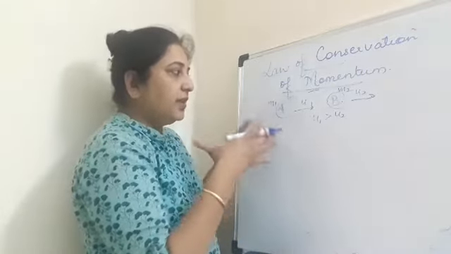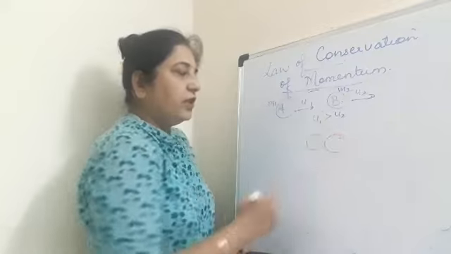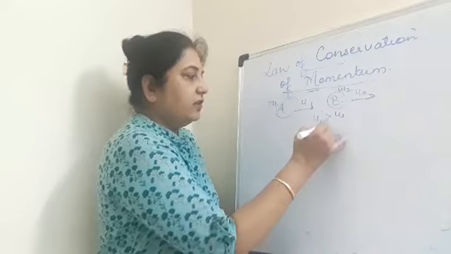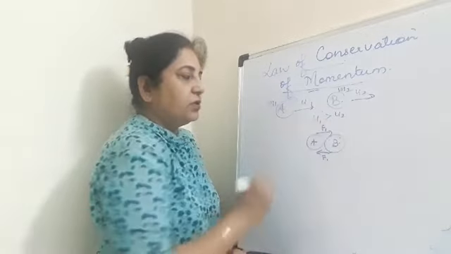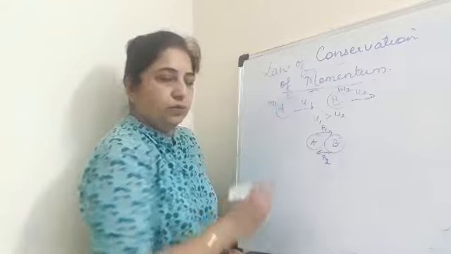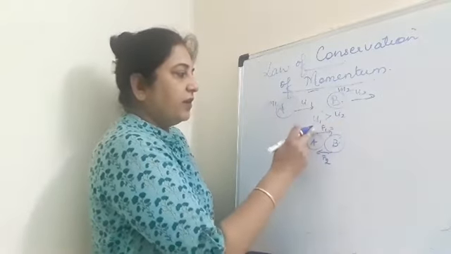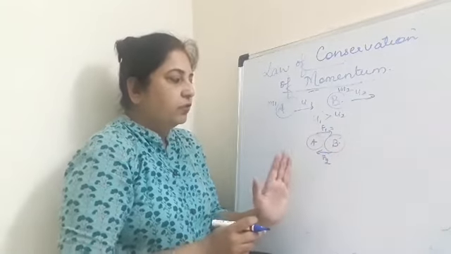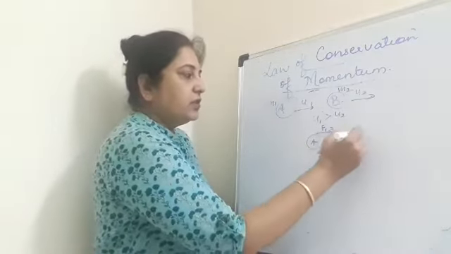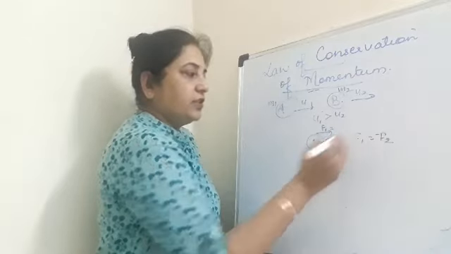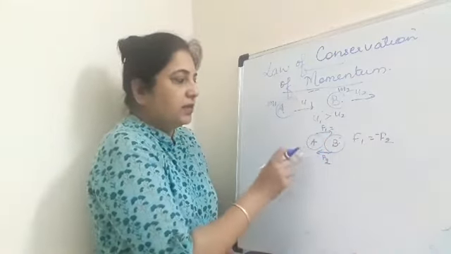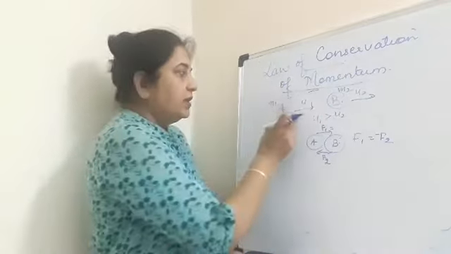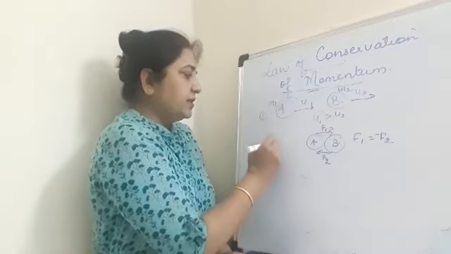When they are colliding, then what will happen? They will exert force on each other. So let this force be F1 and this force be F2. A is exerting force on B, B is exerting force on A. So therefore these two forces will be in the opposite directions. This is the first part, this is the second part.